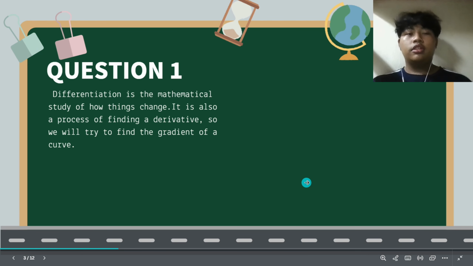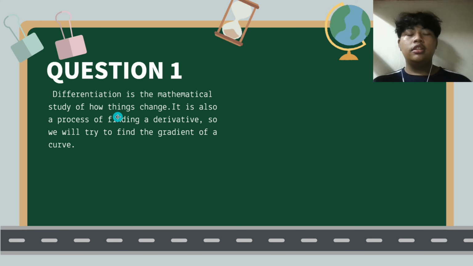Moving on to the first question. The meaning of differentiation is the mathematical study of how things change. It is also a process of finding a derivative. So we will try to find the gradient of a curve.